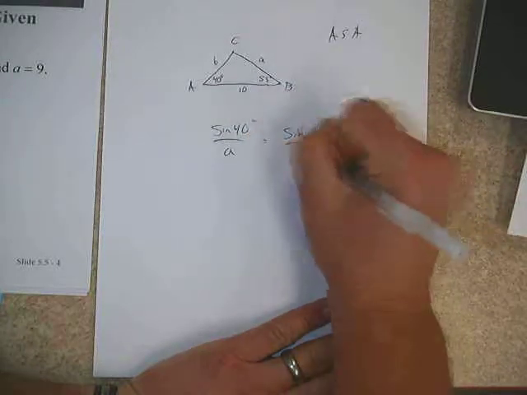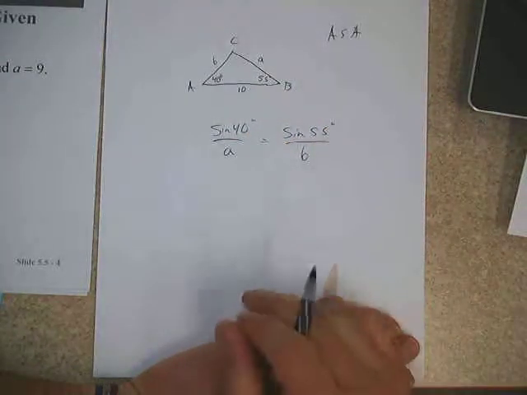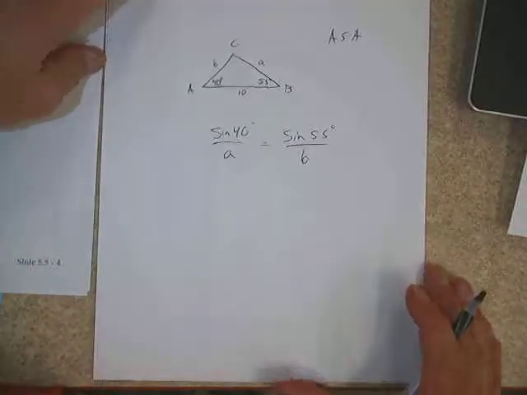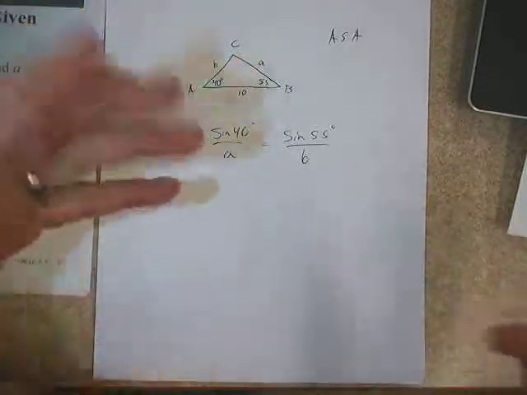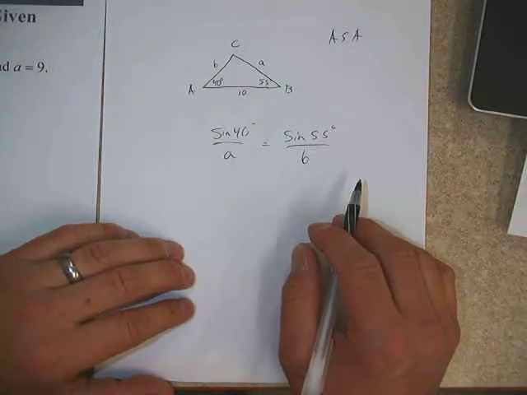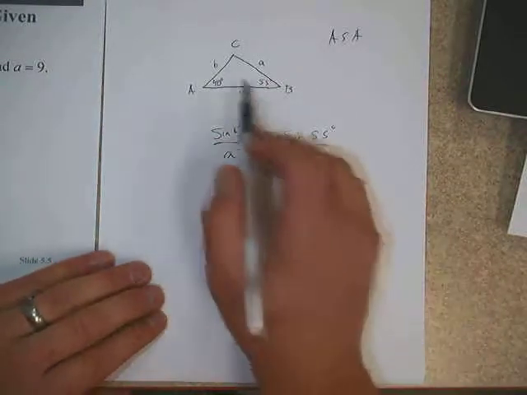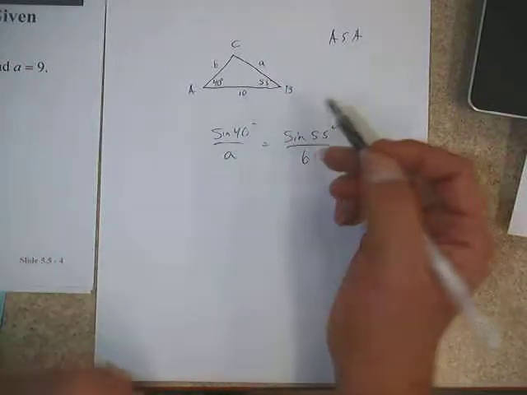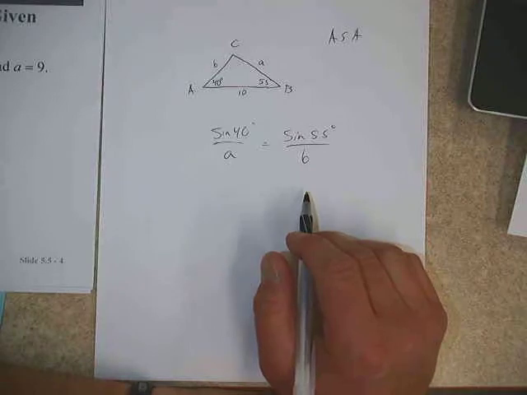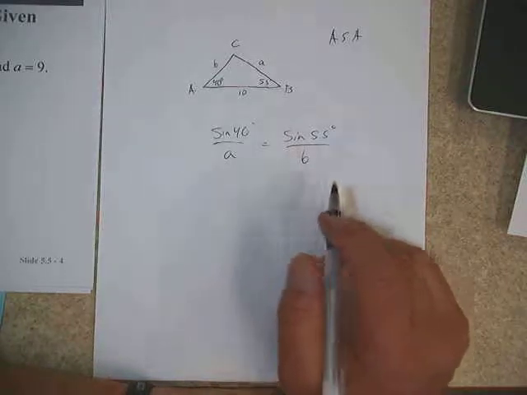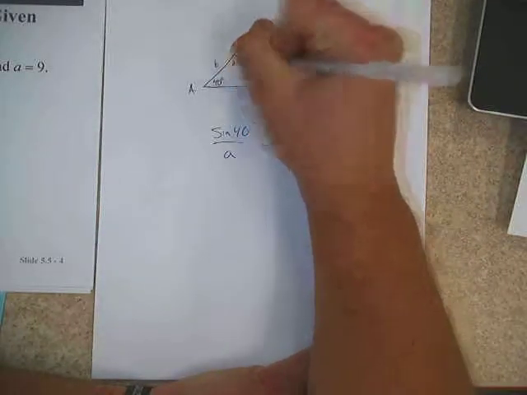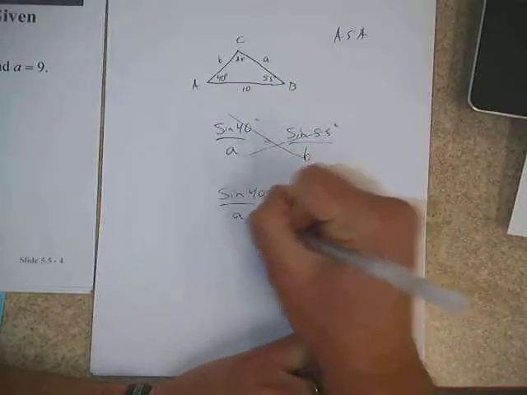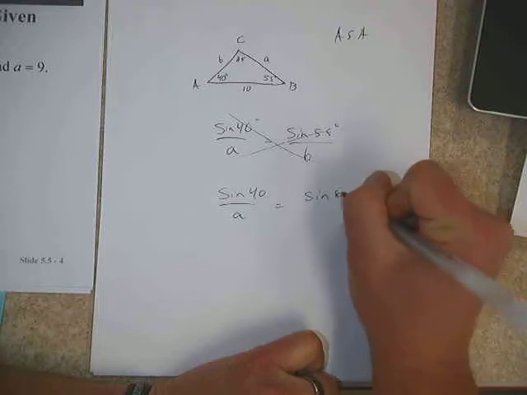Keep in mind, why doesn't this work? Why can't I set up sine of 40 over A equals sine of 55 over B? There's two variables in that case. That doesn't work. But we might say, well, then what are we going to do? Because we don't know C. Well, again, we don't know because it's not written there, but can we find it? If we have 40 and 55, that makes 95. And if I go 95 subtracted from 180, that's going to be 85.